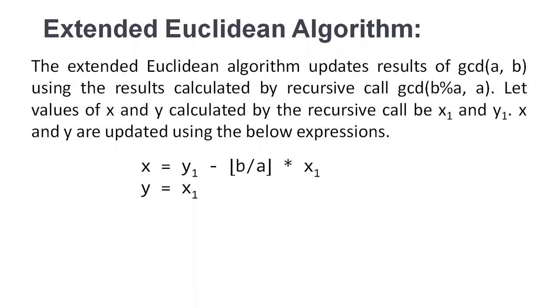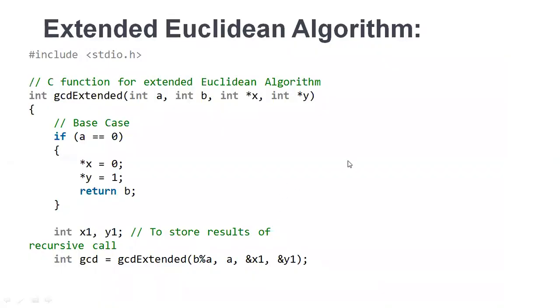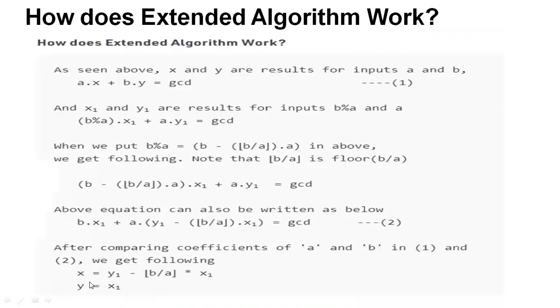Manually, we can solve the values of x and y by using the Diophantine equation. But if you want to implement it in a program, you have to calculate this equation. How did we get this equation? By many steps and many adjustments, we got this equation. And this equation we will use to calculate the values of x and y. So the equation that you have to remember is x is equal to y1 minus b divided by a into x1, and y is equal to x1.